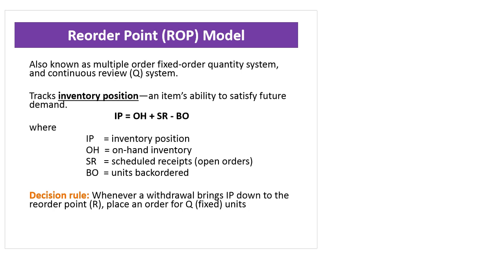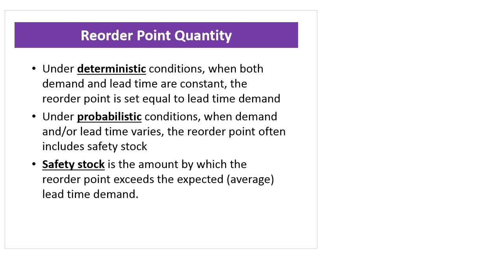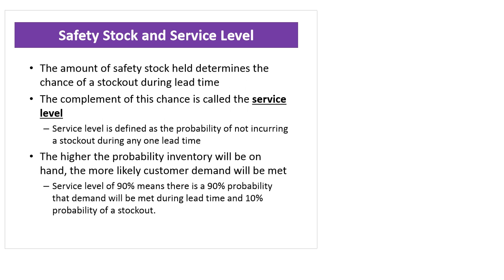And so the purpose of this video then is to explore what that point R is when demand and lead time are probabilistic. Under probabilistic conditions, safety stock is the amount by which the reorder point exceeds the average lead time demand, and we're going to take a look at that. But first, let's talk for just a second about the service level.